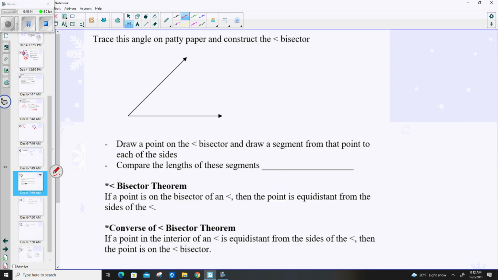So it helps if you kind of pinch the vertex just a little bit so your patty paper starts bending. Then you can kind of move it around, slide it up and down until those lines end up on top of each other. So pinch at the vertex so your paper kind of bends. Then you want to slide until the lines end up on top of each other.